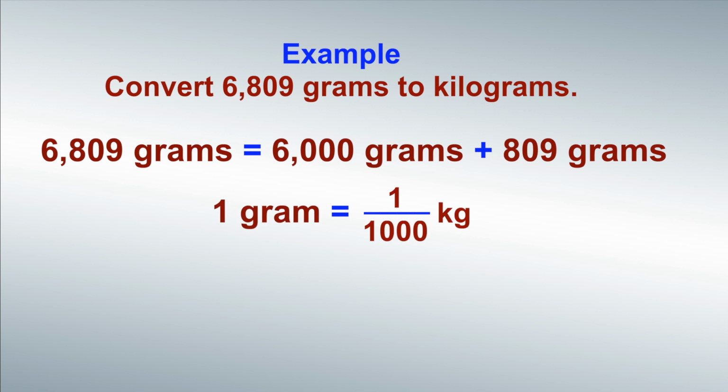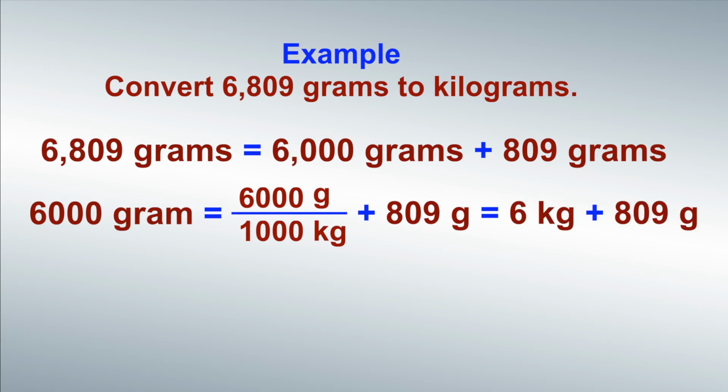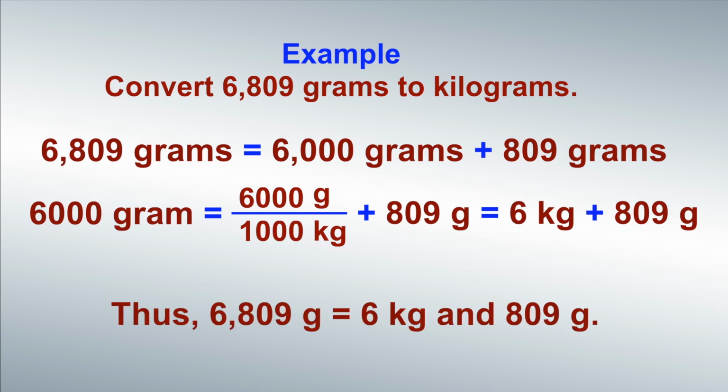As we know, 1 gram is equal to 1 by 1000 kilograms. 6000 grams is equal to 6000 grams divided by 1000 kilograms, plus 809 grams, is equal to 6 kilograms plus 809 grams. Thus, 6809 grams is equal to 6 kilograms and 809 grams.